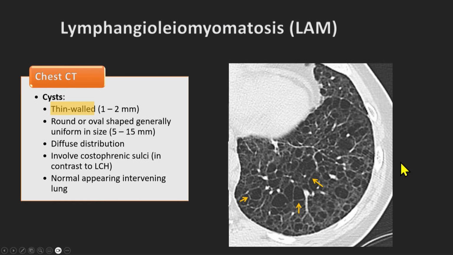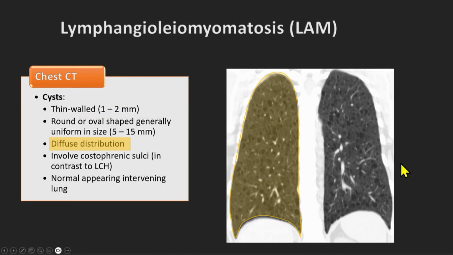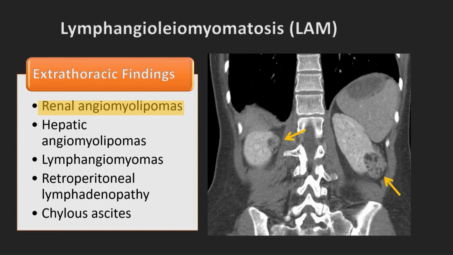Just pretty oval, round cysts, very thin, very homogeneous, all throughout the lungs, evenly spaced. Intervening lung is essentially normal. Diffuse distribution in all planes, both up and down, superior, inferior, as well as the axial plane of the CT scan, will obviously involve the costophrenic angles as well because it's a diffuse distribution.